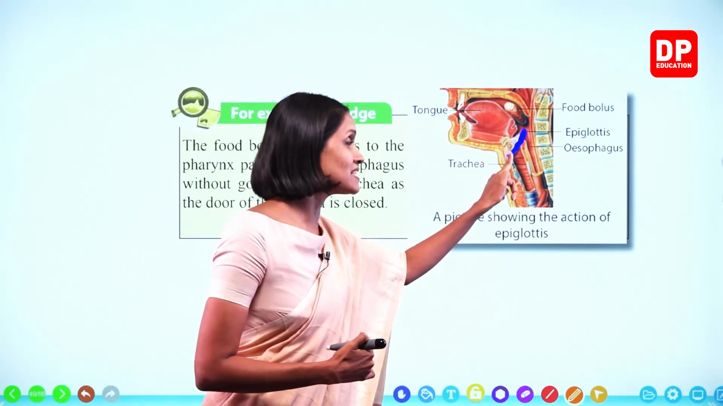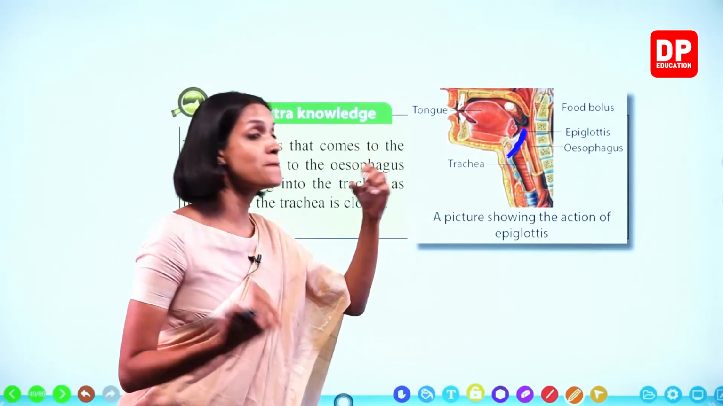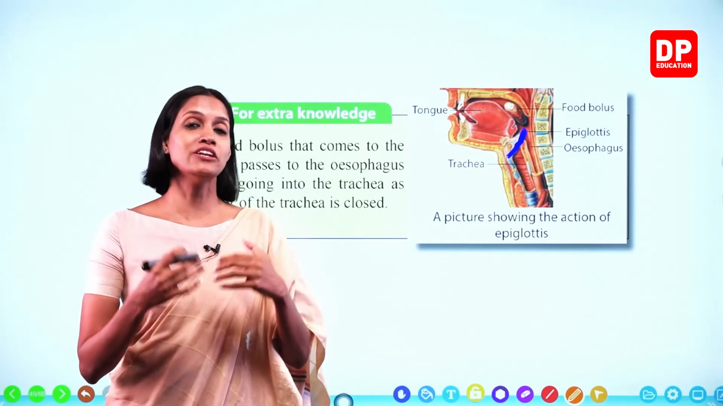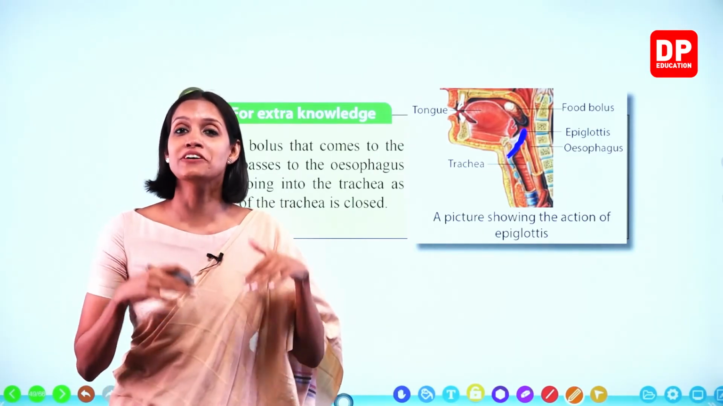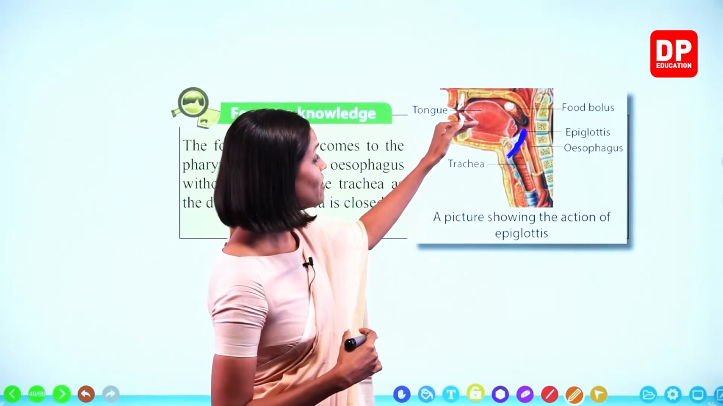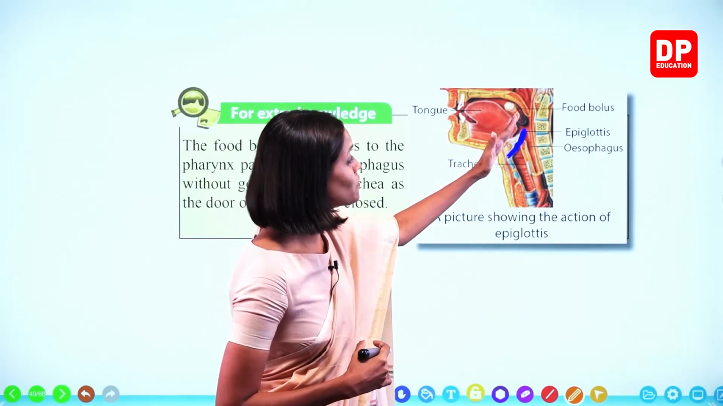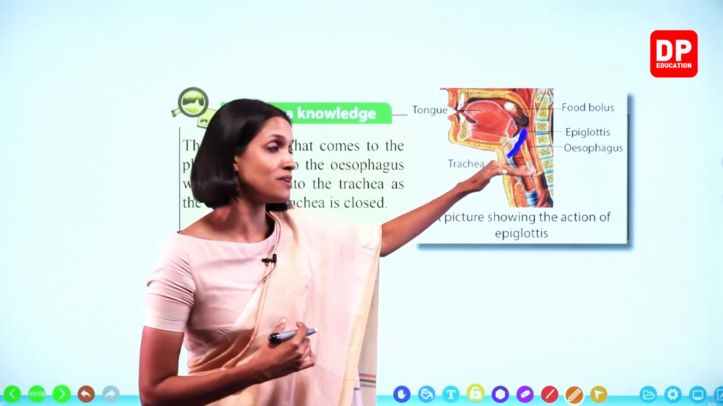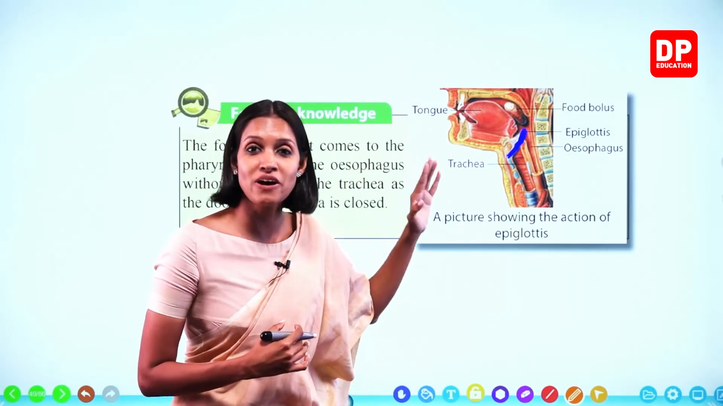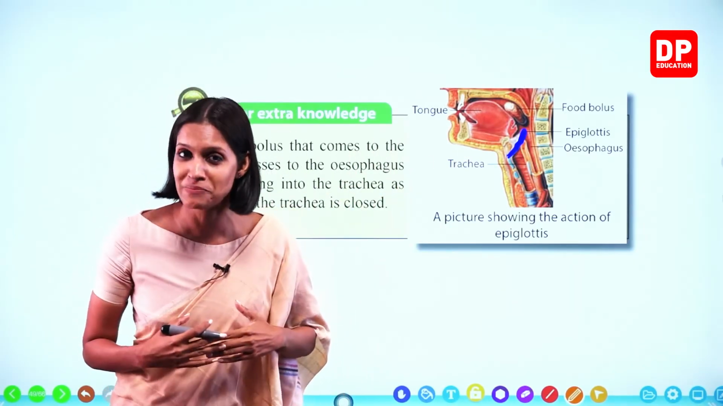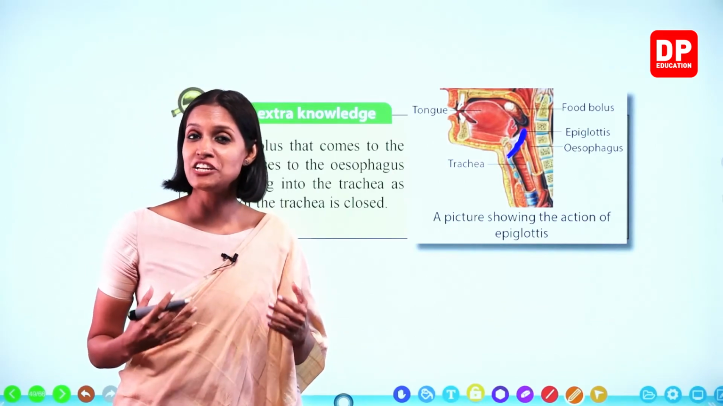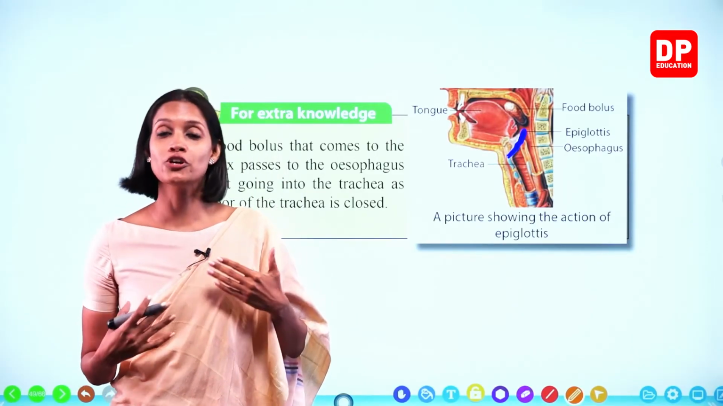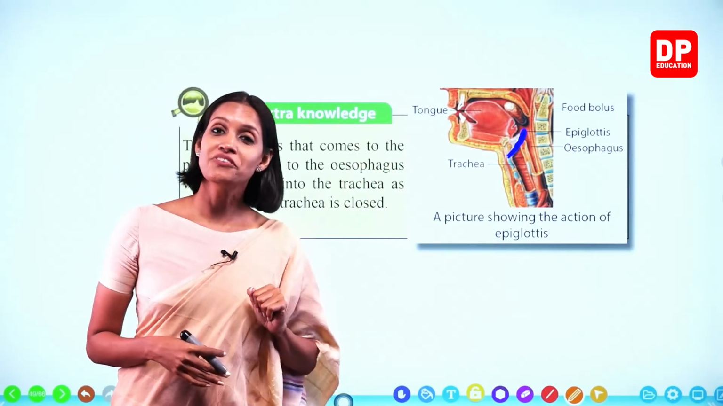Now, this is the reason you can never breathe while you are swallowing food. Try to do it. Right? When you swallow food, you can never ever breathe. That is because when you swallow food, this trachea automatically closes. Therefore, breathing means you are sending air to your lungs, and you can't do that because the path is closed. That is why you cannot breathe and swallow food at the same time. Right? These are very interesting facts. When you read books and other articles, you will improve your knowledge with these types of facts.